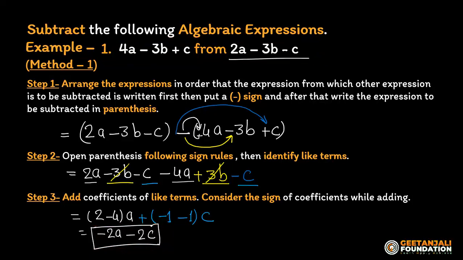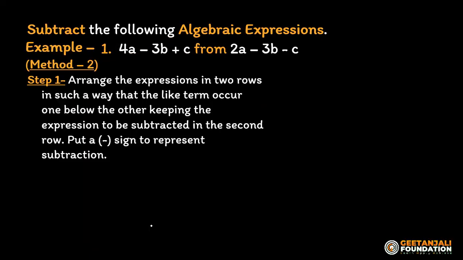So let's move to method 2. In method 2, we will write the expressions one below another. So this expression we will write first, because this expression we have to subtract from this. So I will write 2a minus 3b minus c first. And below this I will write this expression. This expression is 4a minus 3b plus c.